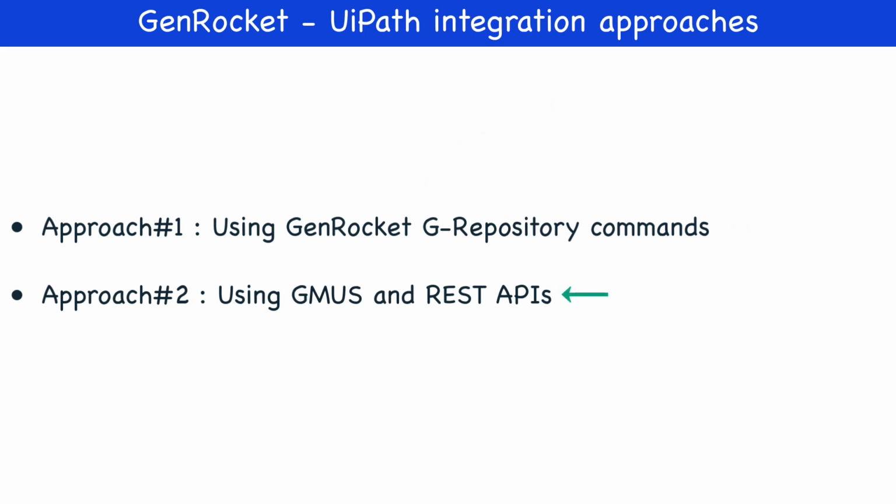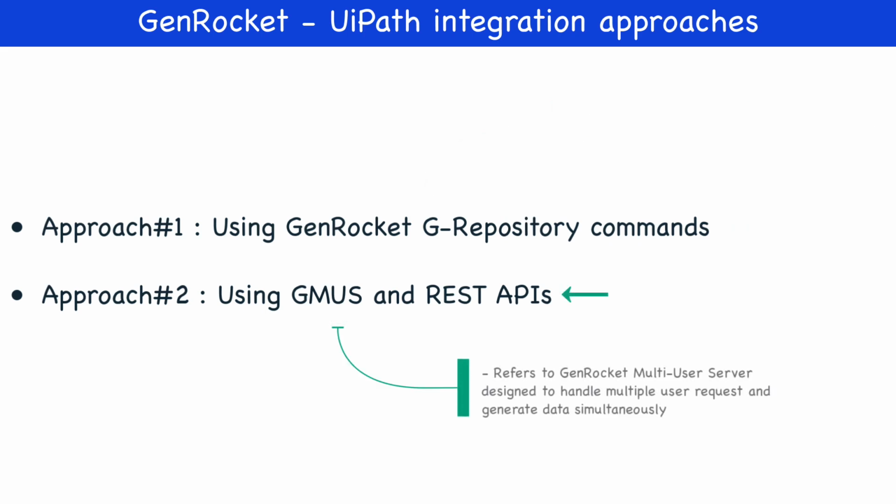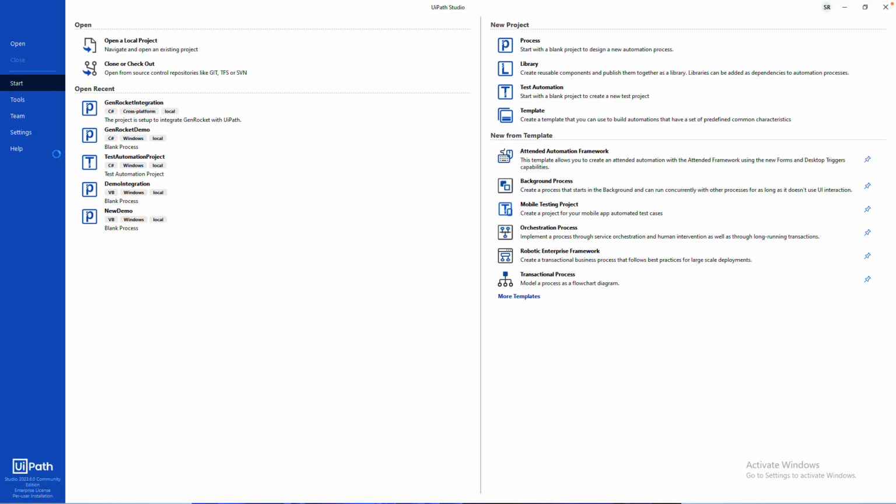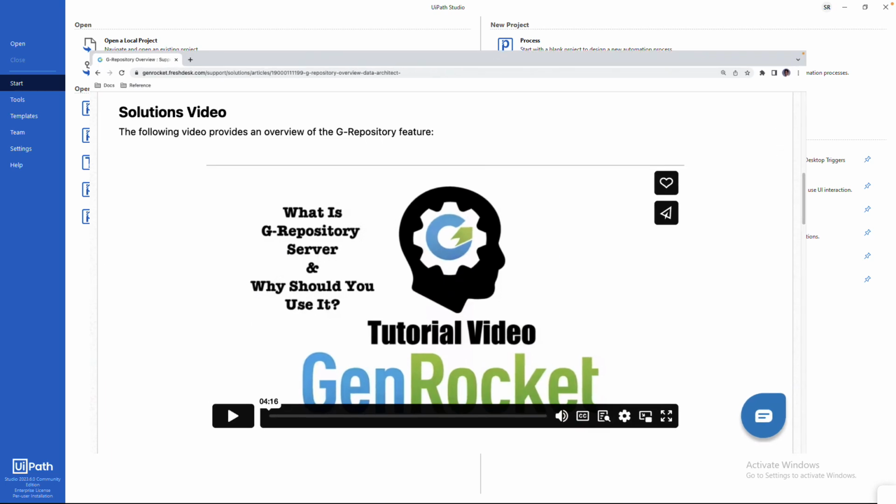Approach 2 is using the GenRocket multi-user server and REST calls, designed to handle multiple user requests to execute and generate data simultaneously. Fasten your seatbelts as we deep dive and explore the step-by-step process of GenRocket integration with UiPath. The first integration approach is about triggering the GenRocket G-repository commands from UiPath. Simple and straightforward. To know more about G-repository setup and commands, please visit the GenRocket G-repository knowledge base.